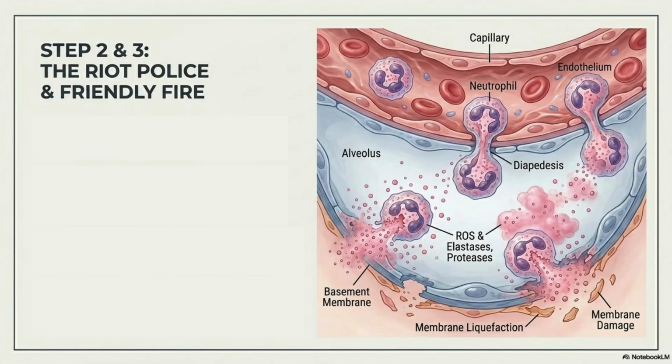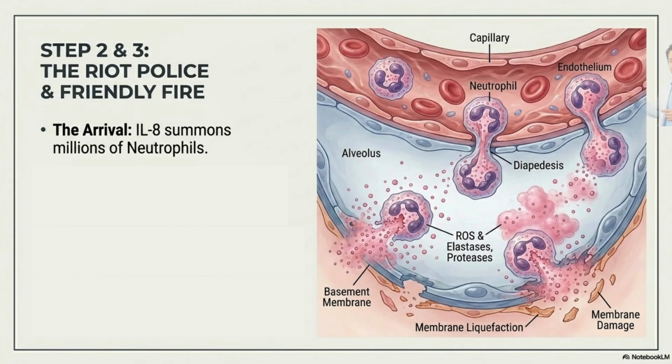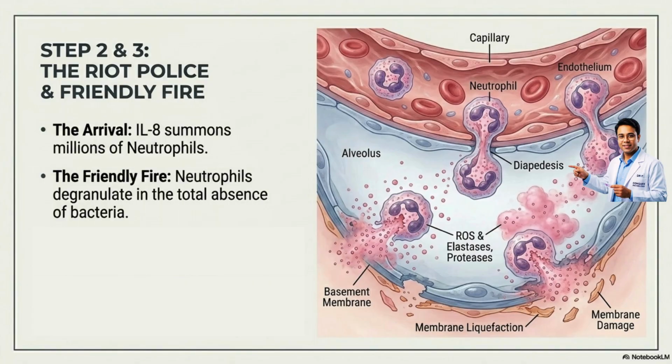That brings us to steps 2 and 3. The riot police and friendly fire. The arrival happens because interleukin 8 summons millions of neutrophils. They undergo diapedesis and swarm the site. But here's the tragedy, the friendly fire.